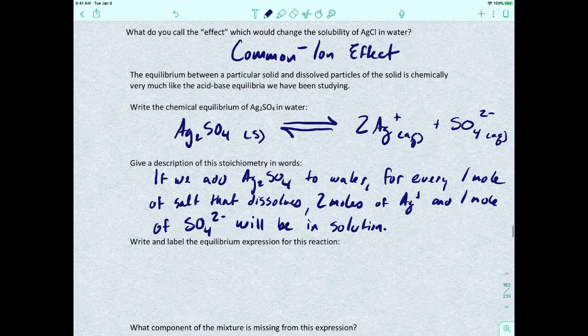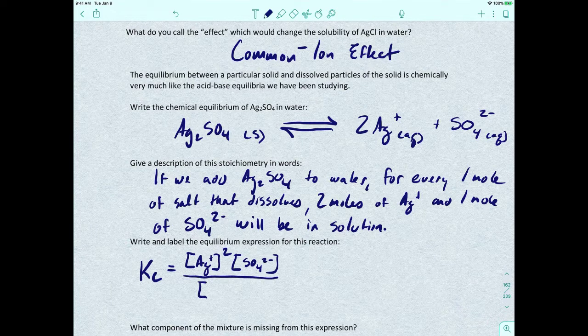Now we can write an equilibrium expression for this reaction. So let's first start by writing a Kc. The Kc for this reaction would be something like this. Concentration of silver ion, because there's 2 of them, it's going to be squared, times the concentration of sulfate ions, divided by the concentration of Ag2SO4.